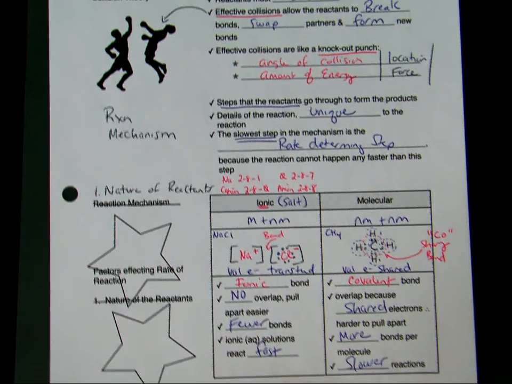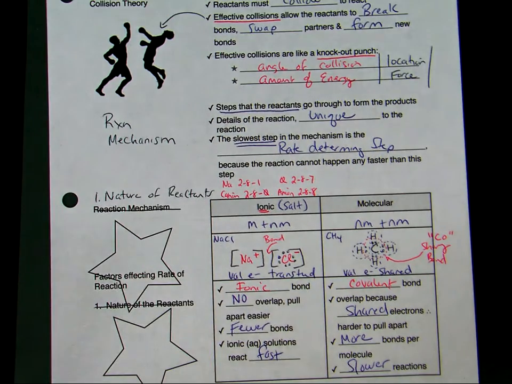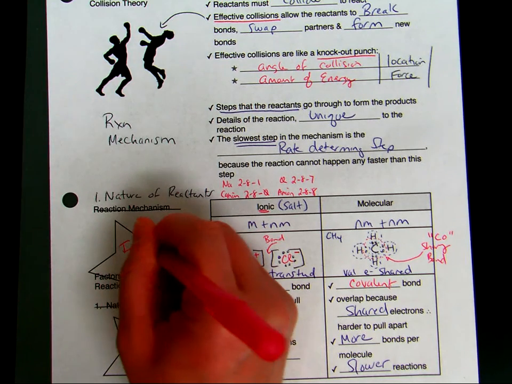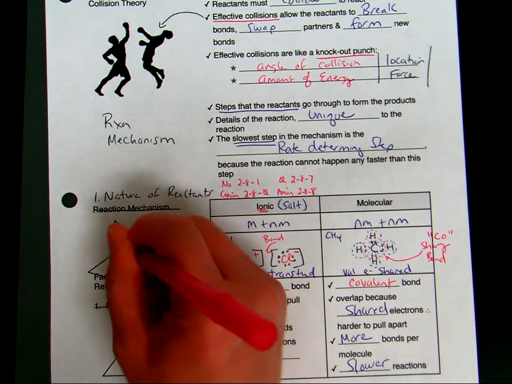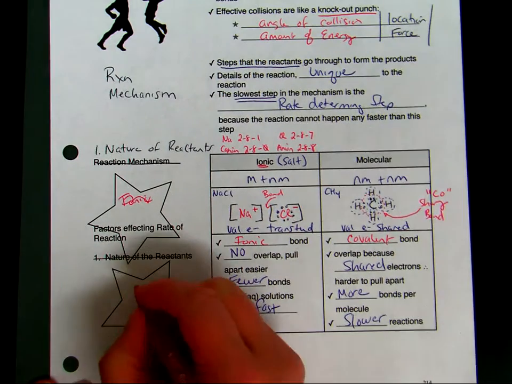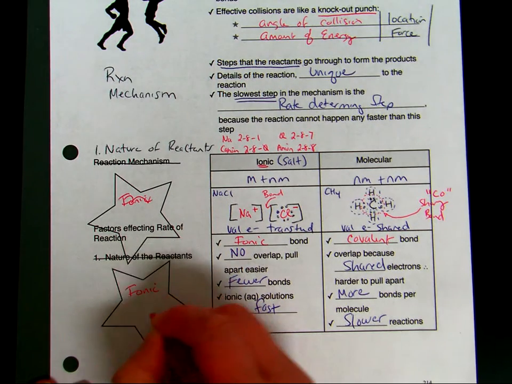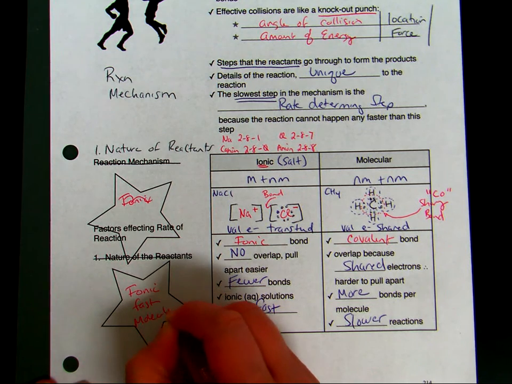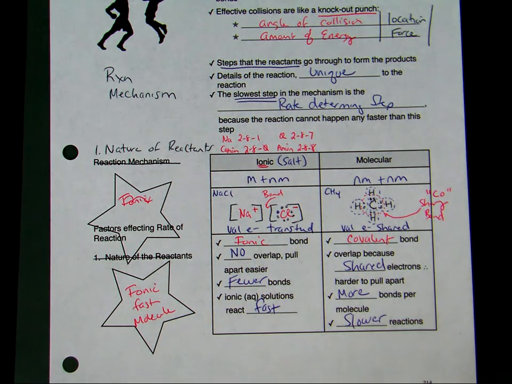So up in these stars, a couple of highlight things. So we want ionics react fast. I guess I'm just going to put it in this lower star. So ionics tend to be faster than molecules when it comes to reactions as a general rule.